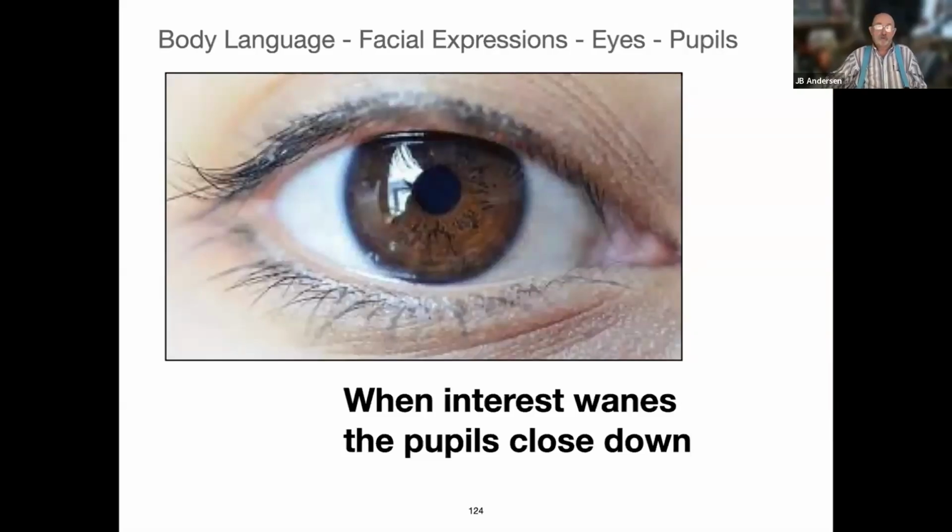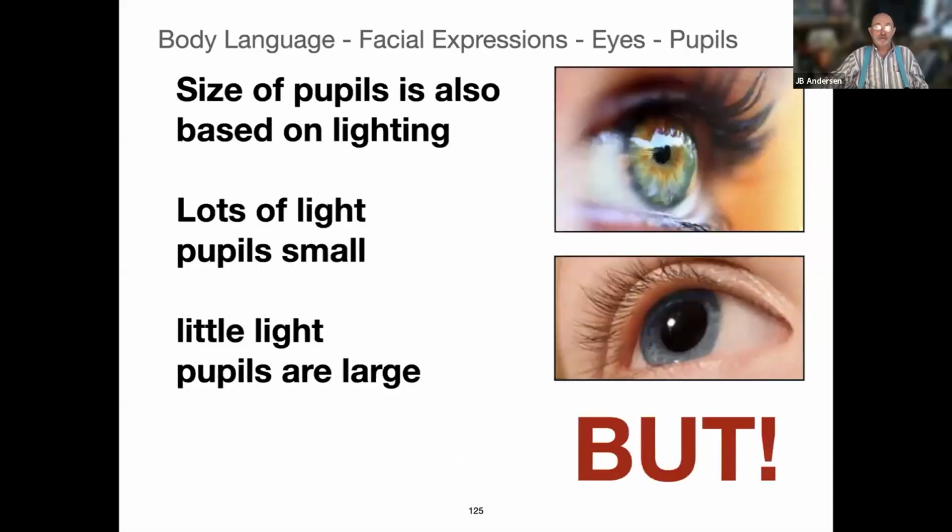So you can tell if this person is interested in you or not, or had interest and lost it. Size of the pupils is also based on lighting. If you're in a room that's very dim, your pupil will get larger so that you can see better in a dark area. If you're in a heavily lit area, your pupil gets very small, tiny, such as here. This is the wide open pupil. Lots of light, small pupil. Little light, pupils are large.